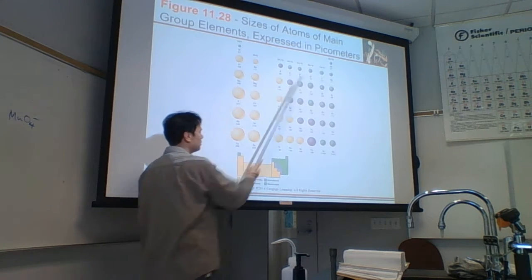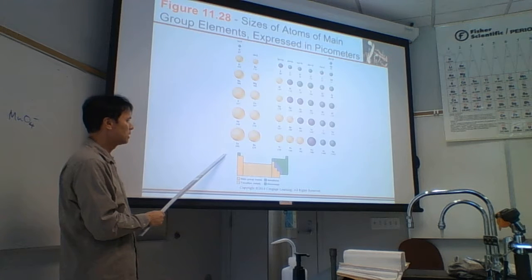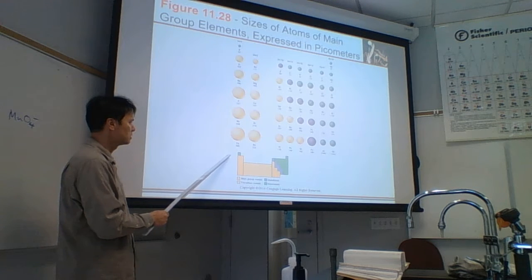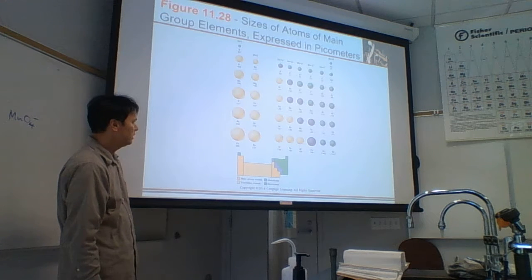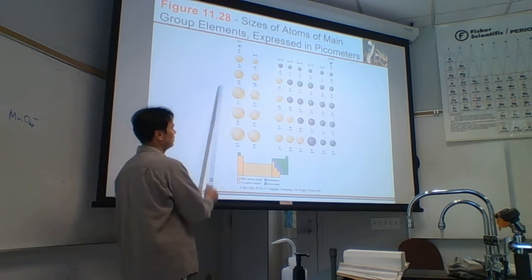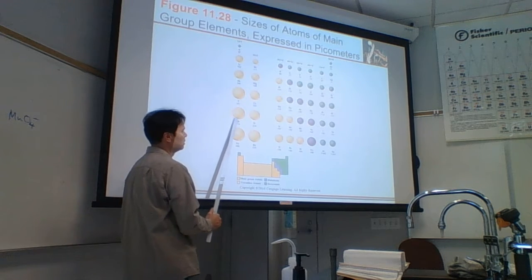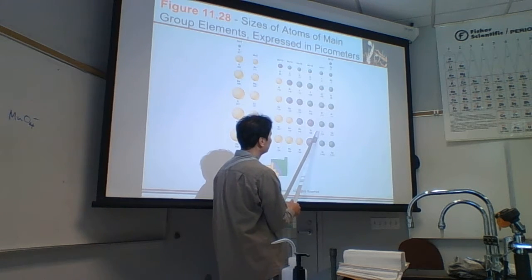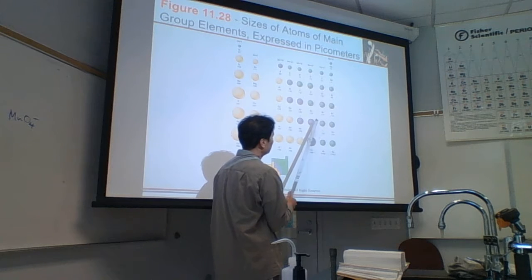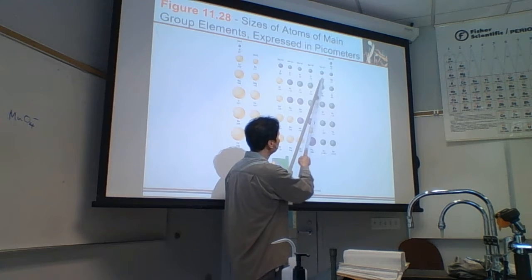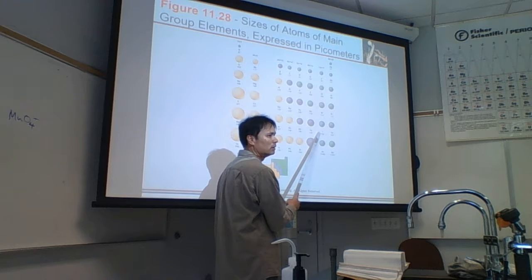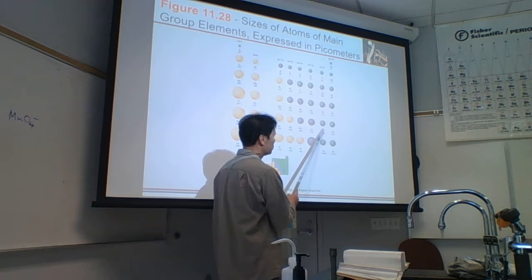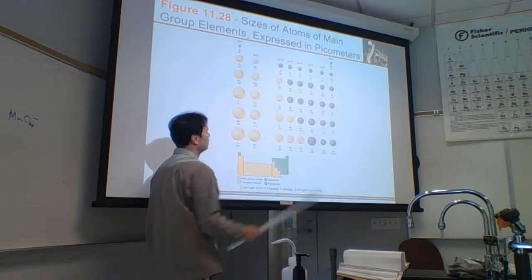So smallest top right, biggest bottom left. So cesium or francium would be the biggest. In terms of reactivity, the metals want to lose electrons. The nonmetals would like to gain electrons. And so that means it's a flipped size trend. So fluorine's very small, very reactive, a powerful oxidizer. Iodine's very big, not as powerful. It still wants electrons, but not as much as fluorine.